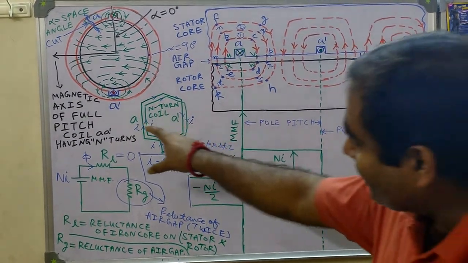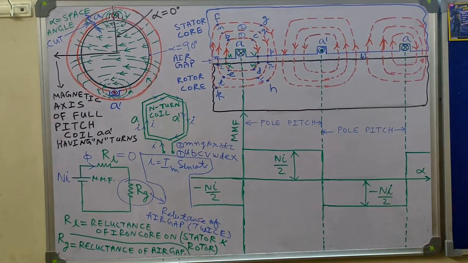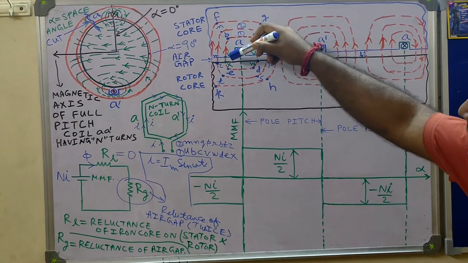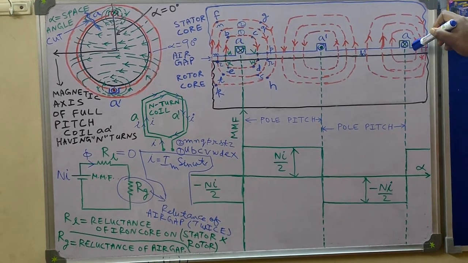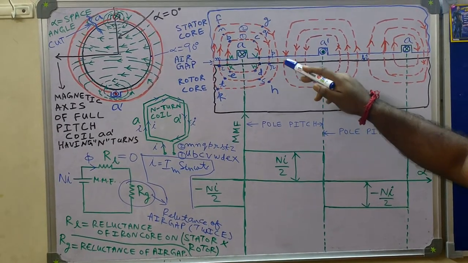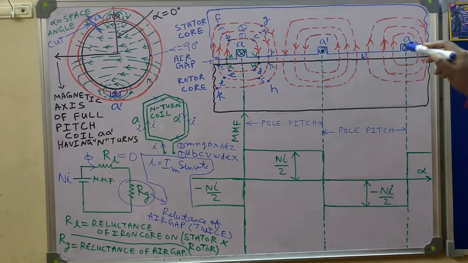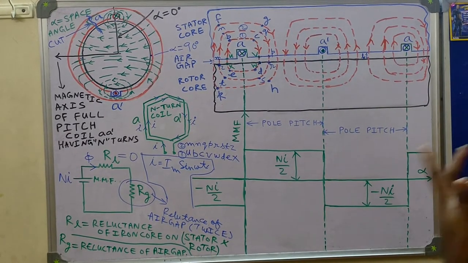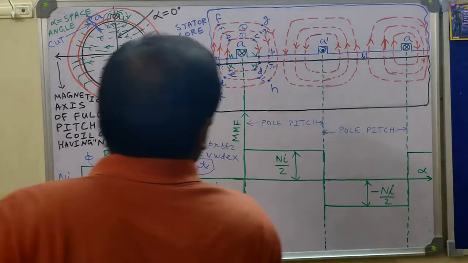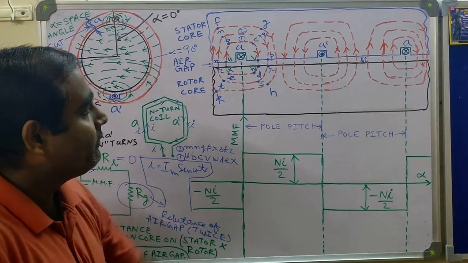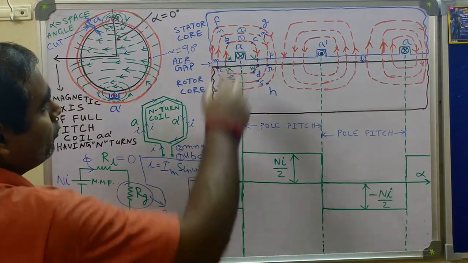But if coil AA dash is carrying a current which is itself changing with time, in that case the MMF variation along the air gap will be both a function of space or position, and also a function of time. Now you can simply figure out from this developed view along which portion the north pole is formed.